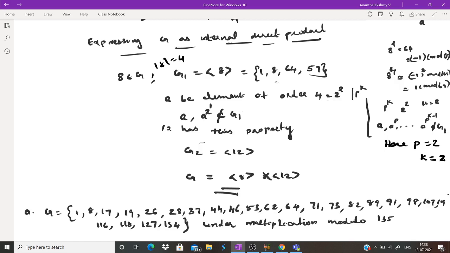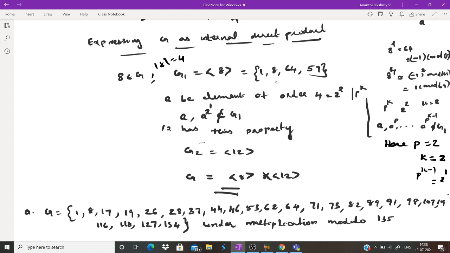You have to choose such that A raised to P, A raised to P squared, etc., A raised to P raised to K minus 1 does not belong to the previous group we have taken, that is, does not belong to G1. So here P is 2 and K is also 2. What is P raised to K minus 1? P raised to K minus 1 is 2 raised to 2 minus 1, that is 2 raised to 1.